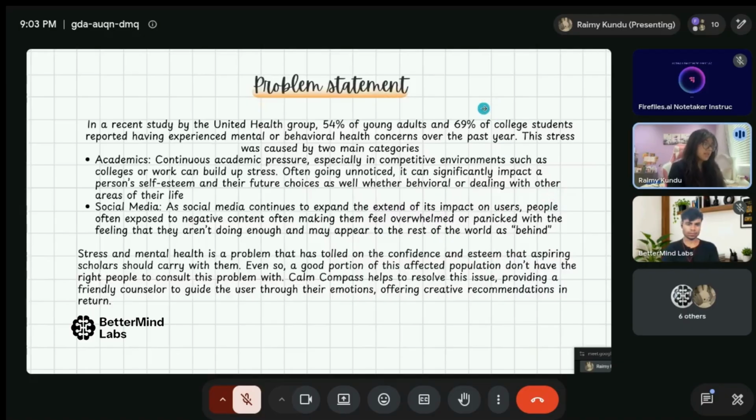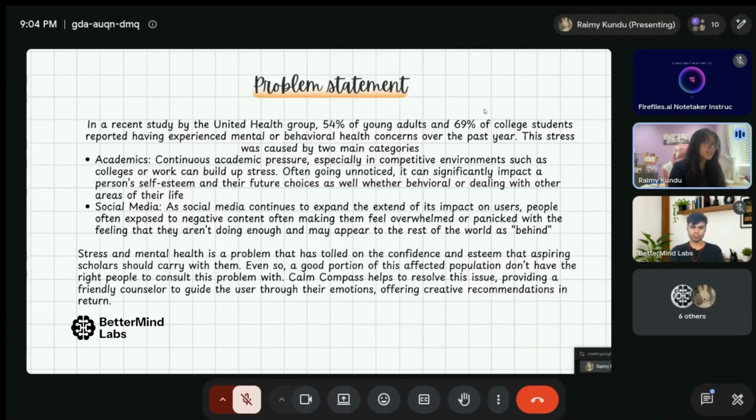So the problem statement. In a recent study by the United Health Group, 54% of young adults and a near 70% of college students reported having experienced mental or behavioral health concerns over the past year. This stress was caused by two main categories, one being academics and the other being social media.